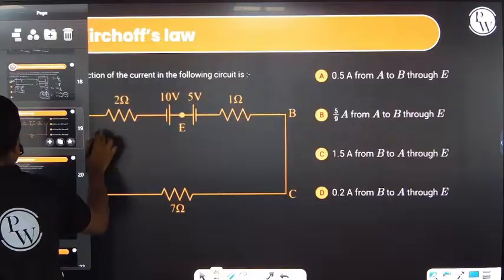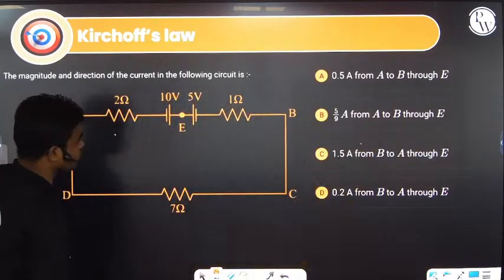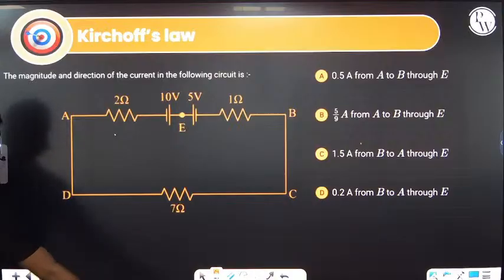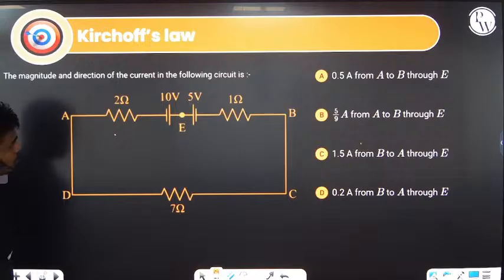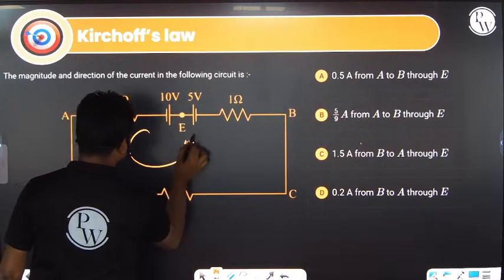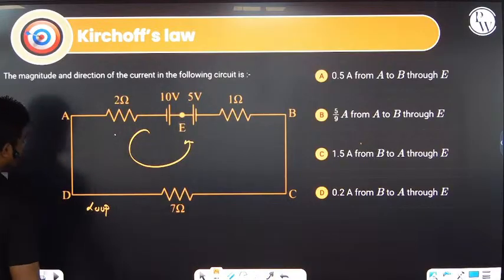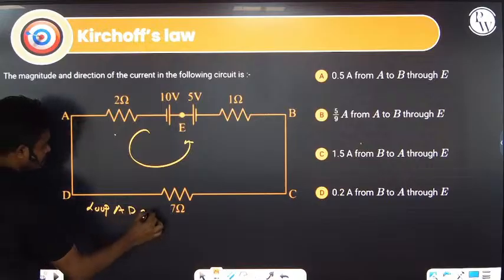So moving to the next question. This particular question is from Kirchhoff's law, and we know how to solve Kirchhoff's law. The magnitude and direction of the current in the following circuit will be given by, options like 0.5 ampere from A to B. Let's take this particular loop that I am writing here. What is the loop? A, D, C, B.